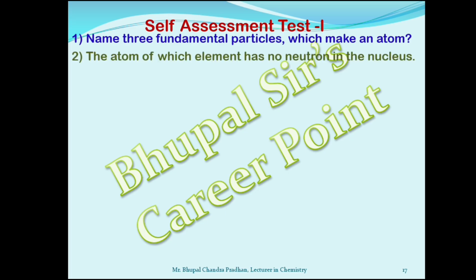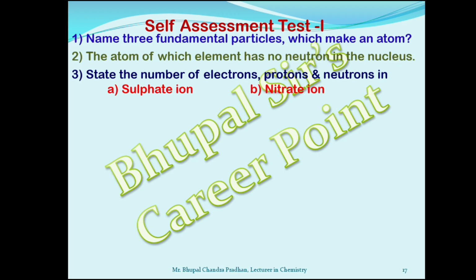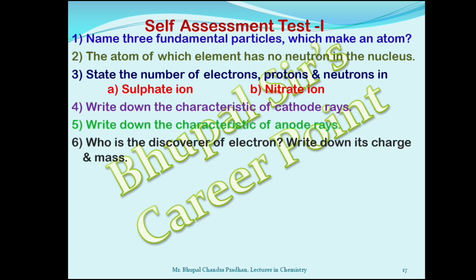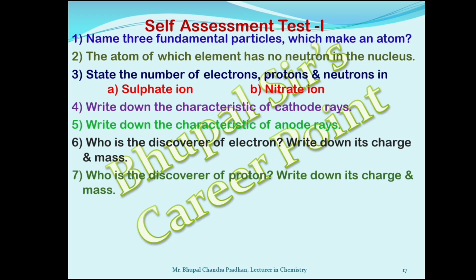The atom of which element has no neutron in the nucleus? State the electrons, protons and neutrons in the sulfate ion and nitrate ion. Write down the characteristics of the cathode rays. Write down the characteristics of the anode rays. Who is the discoverer of the electron? Write down its charge and mass.